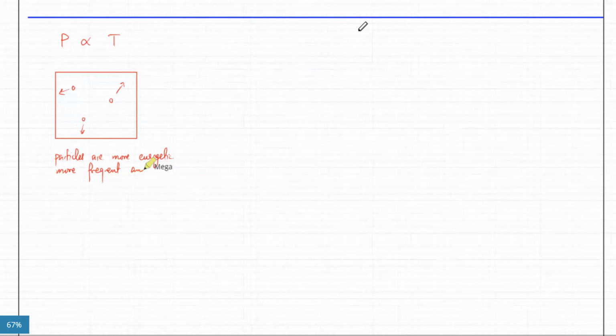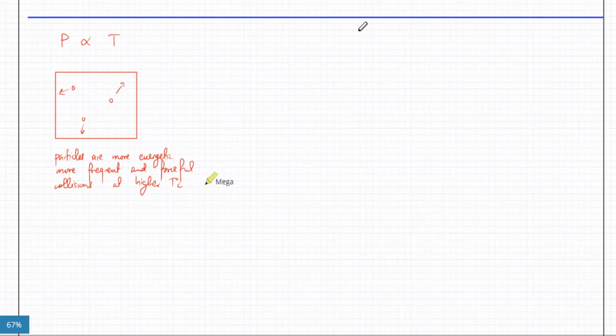Frequent and forceful collisions at high temperatures. So the higher the temperature, you're going to get more frequent and forceful collisions. Hence, there's going to be more pressure.